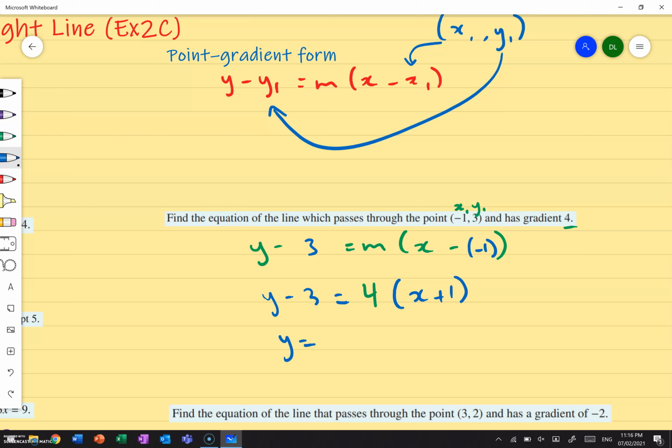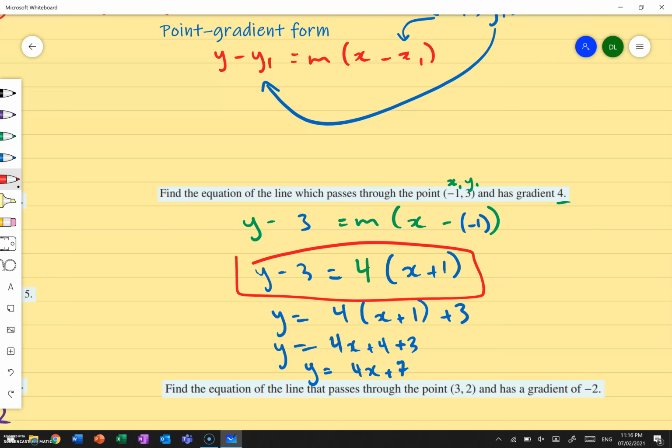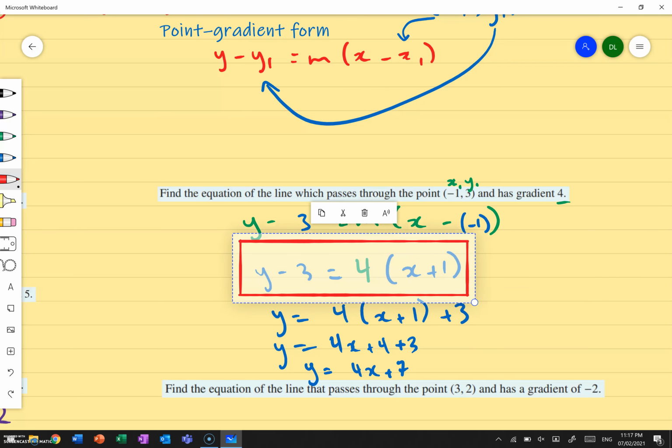From there, I'm going to go ahead and add 3 on both sides. y equals 4 bracket x plus 1, and then add 3. I'm going to expand the brackets. y equals 4x plus 4 plus 3. You'll notice where we're going. y equals 4x plus 7. Now you'll notice that it's actually our gradient intercept form. This one right here, we've got y equals mx plus c again. However, for our point gradient form, I'm going to say that we're going to stick with this one right here. That will suffice as our answer right here if the question says to leave it in point gradient form.